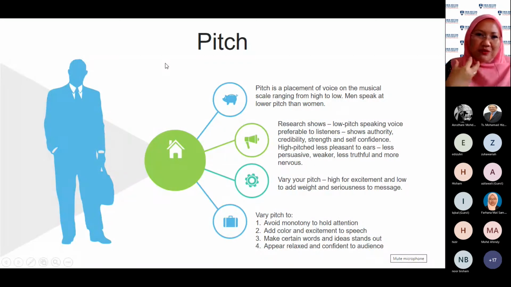Again, we can vary our own pitch, depending on the situation. Of course, when you're happy or excited, you use a very high pitch, and you use a low pitch when you want to deliver something very serious or sad. You don't use high pitch. Okay. Now, variation of everything in delivery is very important.